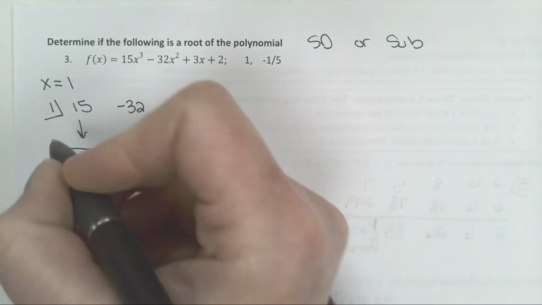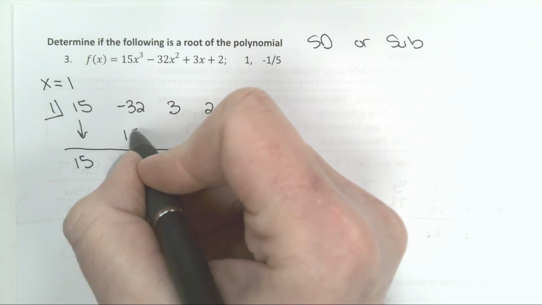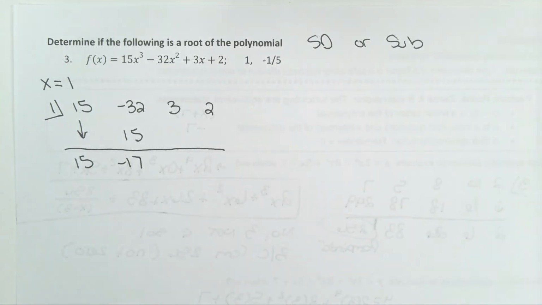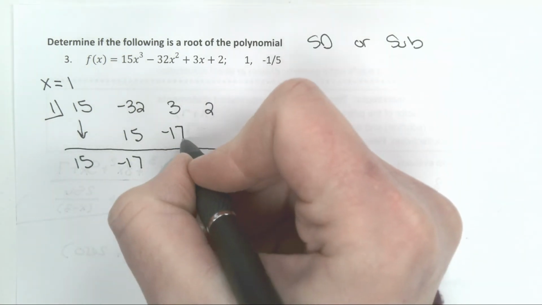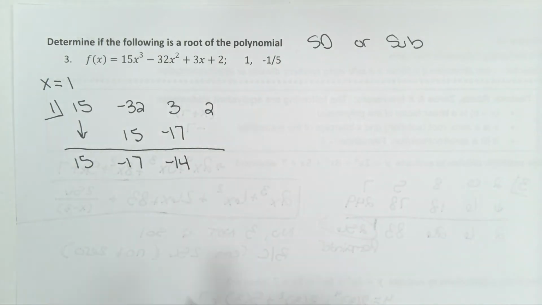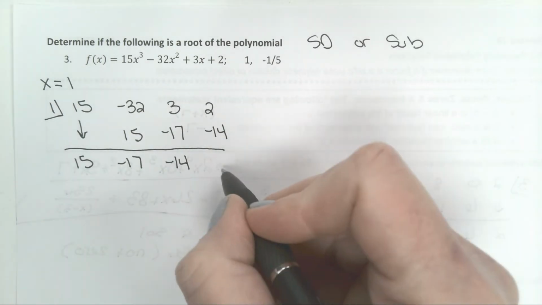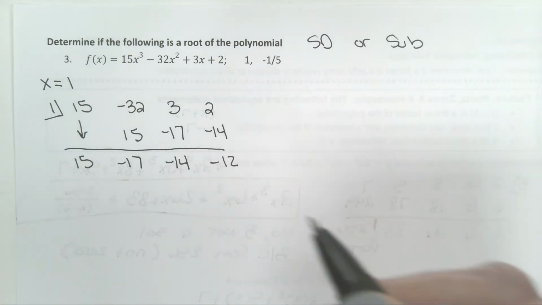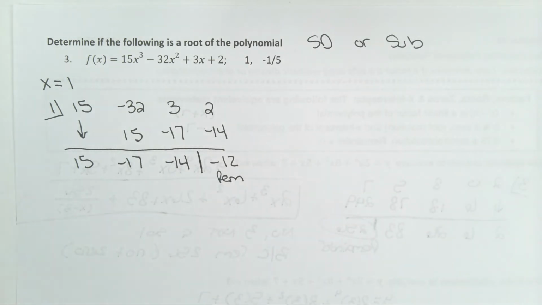I'm going to bring my first number straight down, and then I multiply. 1 times 15 is 15. Add, get negative 17. Multiply. 1 times negative 17 is negative 17. Add, and you get negative 14. Multiply, you get negative 14, and add, and you get negative 12. So that last number right there, that's your remainder.